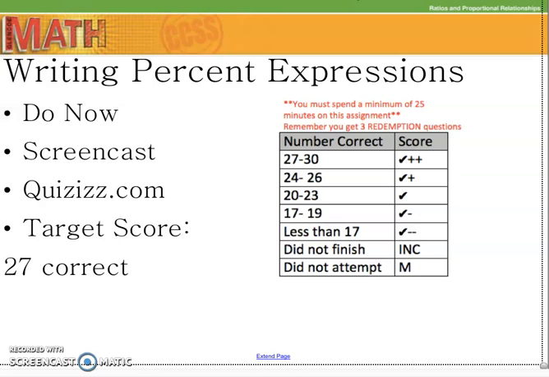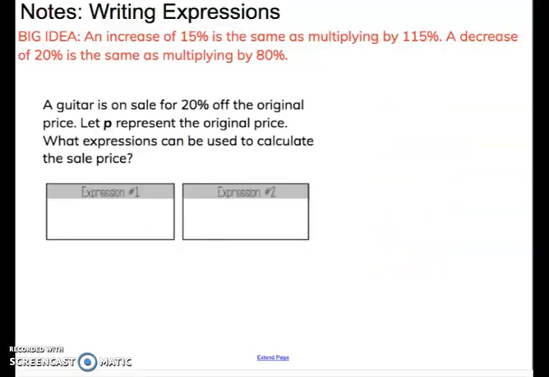It's very important you watch the screencast, as later this week we'll be starting a new chapter with all new material. Then I would like you to complete the quizzes.com. The target score for a Check Plus Plus is 27 out of 30 correct. Remember, you also get 3 redemption questions. If you are struggling, put it off to the side and join the Zoom at 11:30 a.m. and I will answer your questions. These notes could also be found in Google Classroom.